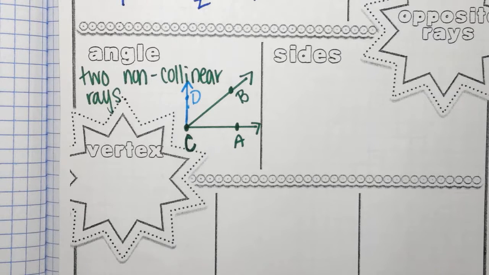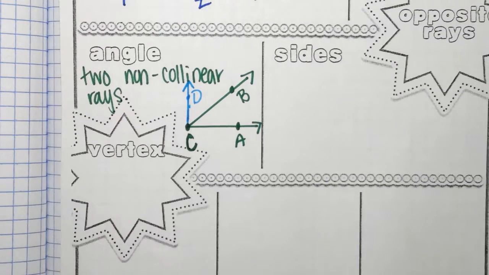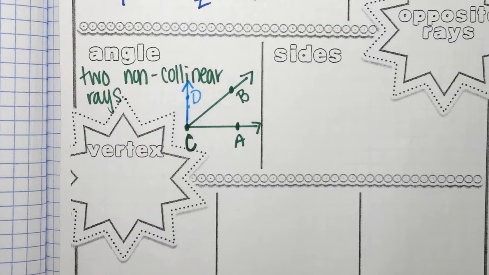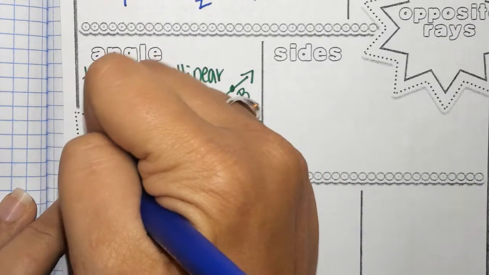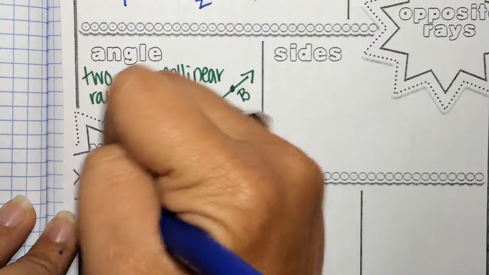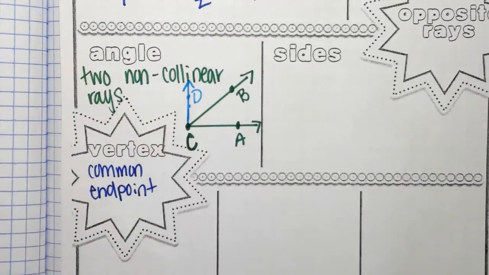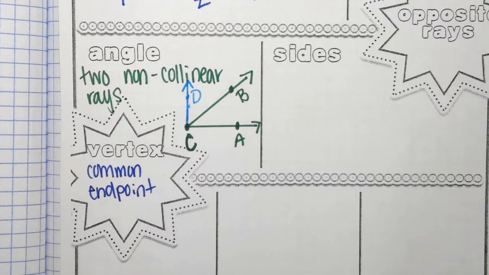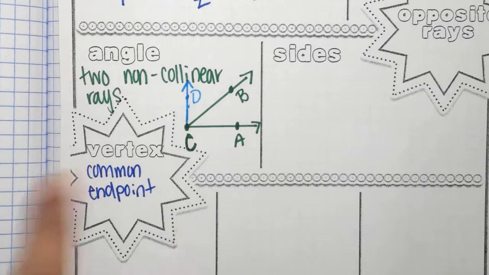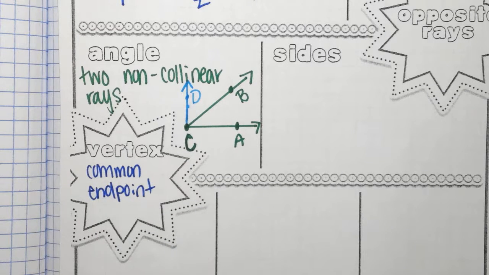Now, the next very important part is the vertex. What do you think the vertex of the angle is? It's C. Why is it C? Because that's all of the points. Yes, the common endpoint. Take a point, children. Could we say that it's where two non-collinear rays meet? So that's a lot to write in there, right? So just know it's where two non-collinear rays meet.